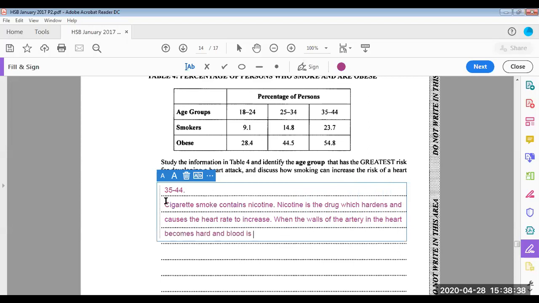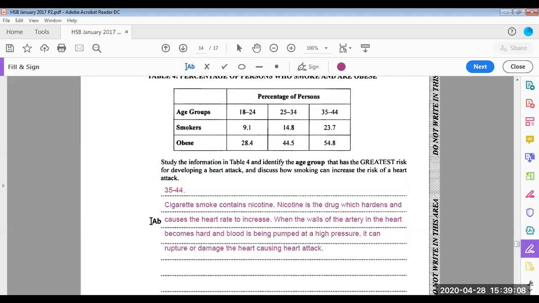and blood is being pumped at a high pressure, it can rupture or damage the heart, causing heart attack. Right? So that's the answer there. Feel free to state your answers as well, if you want to add to anything.